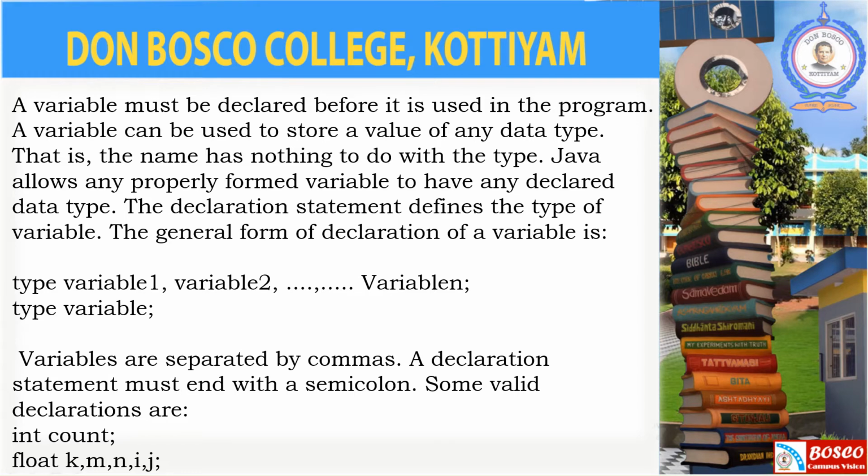For example, int space count. Here int is the data type and count is a variable name. Next example, float k comma m comma n comma i comma j. Here there is more than one variable, so the variables are separated by commas and the statement ends with a semicolon.